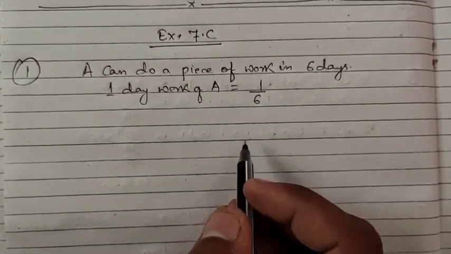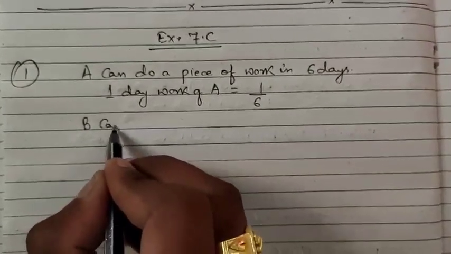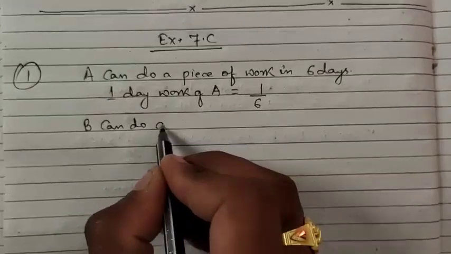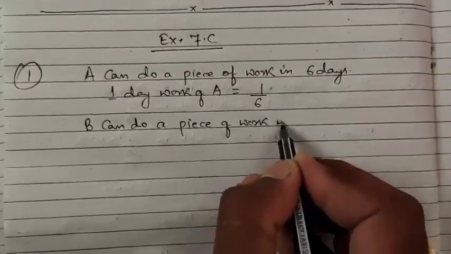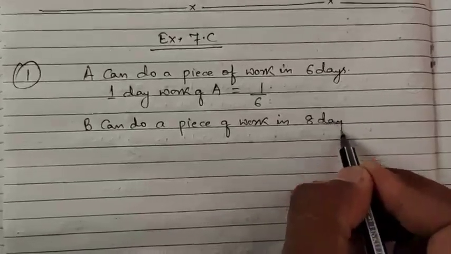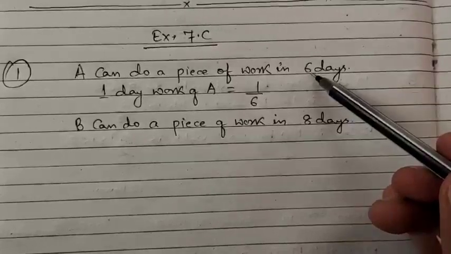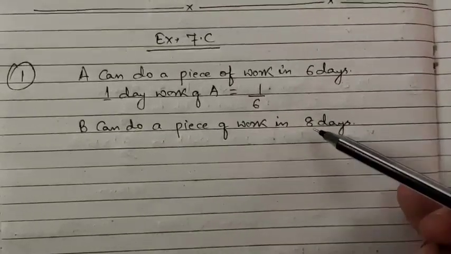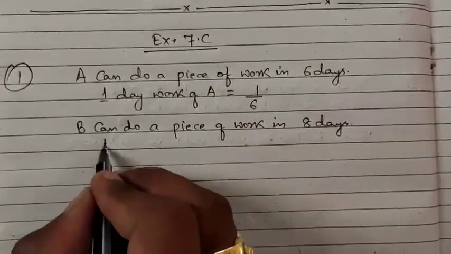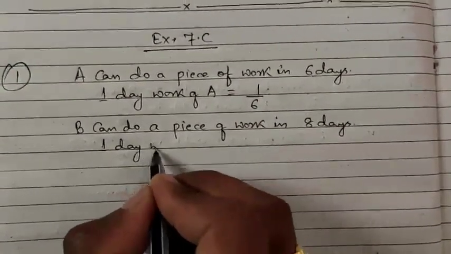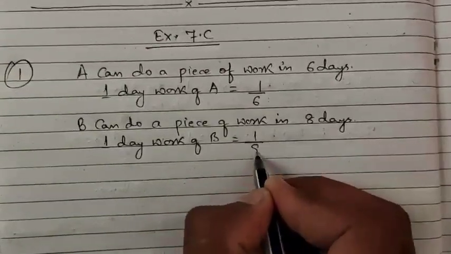Now the next line says B can do it in 8 days. B can do a piece of work in 8 days. By the statement we can see that the same work A completes in 6 days and the same work B completes in 8 days. It means A is working faster. Here again we will calculate 1 day work. 1 day work of B will be 1 by 8.